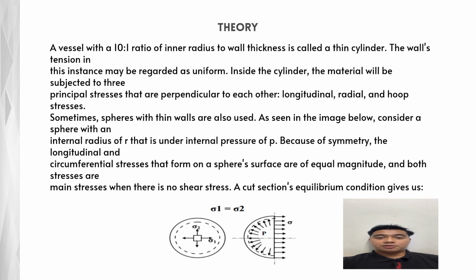As seen in the image below, consider a sphere with an internal radius of r that is under internal pressure of P. Because of symmetry, the longitudinal and circumferential stresses that are formed on a sphere's surface are of equal magnitude, and both stresses are main stresses when there is no shear stress.